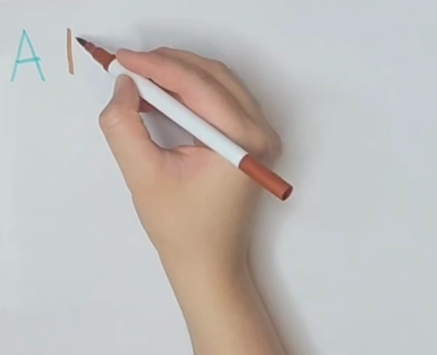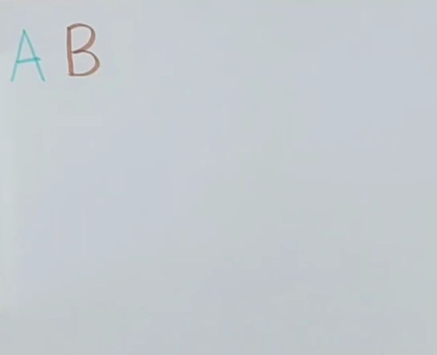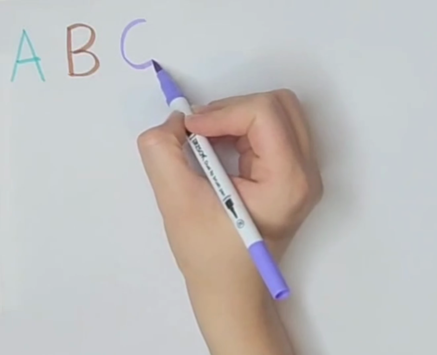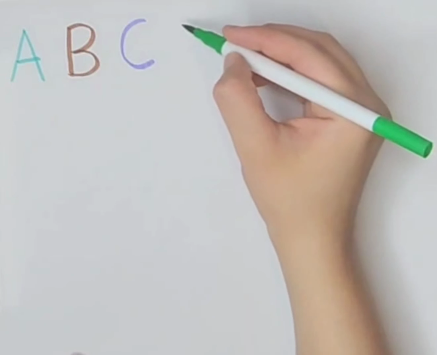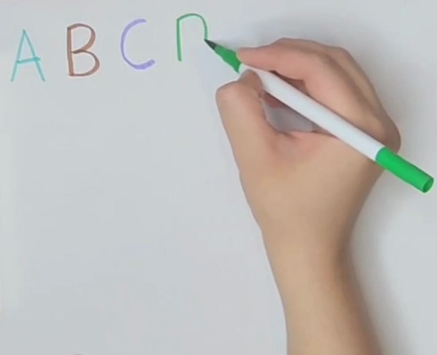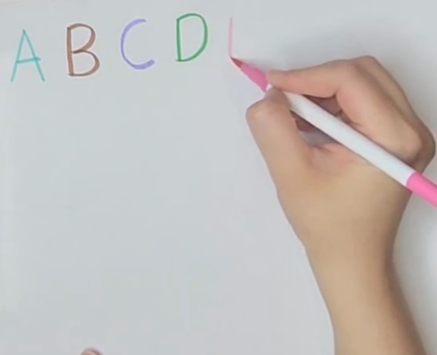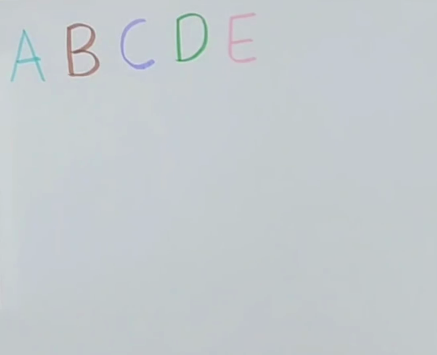A is for apple. B is for ball. C is for cake. D is for duck. E is for egg.